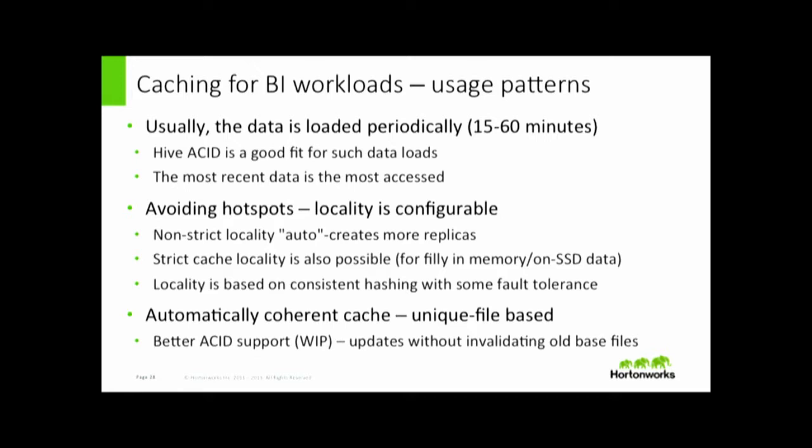In addition, for this usage pattern, if you are using ACID, which you should be using if you're loading data in Hive over time, it's out of the scope of this talk, so I won't go into details on how ACID works. But basically, because the cache is file-based and automatically coherent, when you're loading data on top of the old files, the old file cache is not invalidated, and only the new data needs to be read from disk. This is work in progress, because after compaction your data will still all be invalidated, but we are working to make this work better with ACID. The point is that it's a pretty good fit for the ACID periodic load usage pattern for BI.